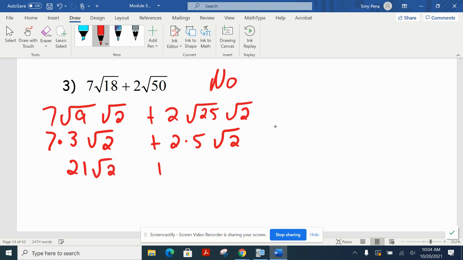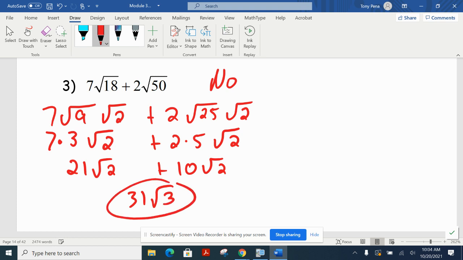First expression is a 21 root 2. The second one is a 10 root 2. They both now do end up being like terms, so we can add those together and get 31 root 2s, not a 3. All right. So kind of the same stuff, but that should be what we do for number 3.